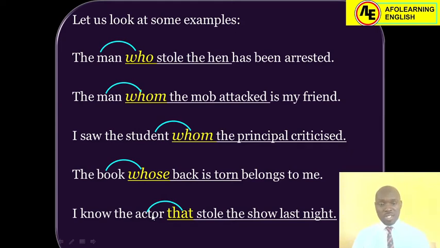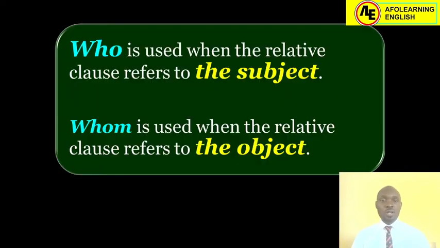So relative pronouns are pronouns used to introduce relative clauses. They refer to nouns in sentences, and they are placed side by side with the nouns they refer to. But our focus today is on who and whom. So what's the difference between who and whom? Very simple question, if you ask me.